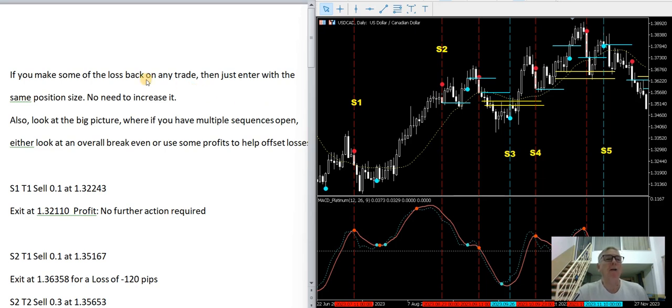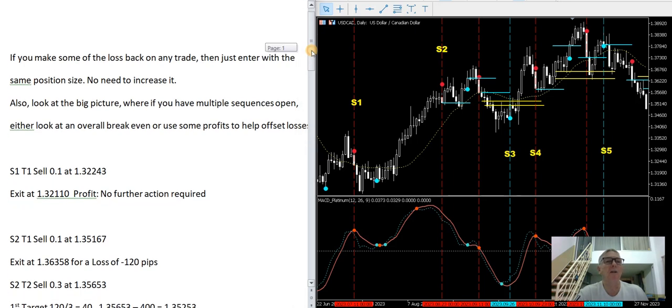Now, let's just clarify a couple of things. If you make some of the loss back on any trade, so if you're on a loss recovery trade and you make any loss back, then just enter with the same position size on the next trade. So if you were down 150 pips and you made 75 pips back or a few dollars back, don't increase the position size. Just go with the previous position size. There's no need to increase your risk there. So I don't know if I mentioned that previously.